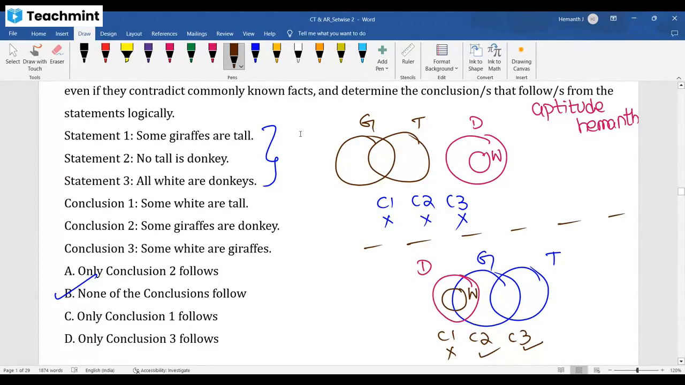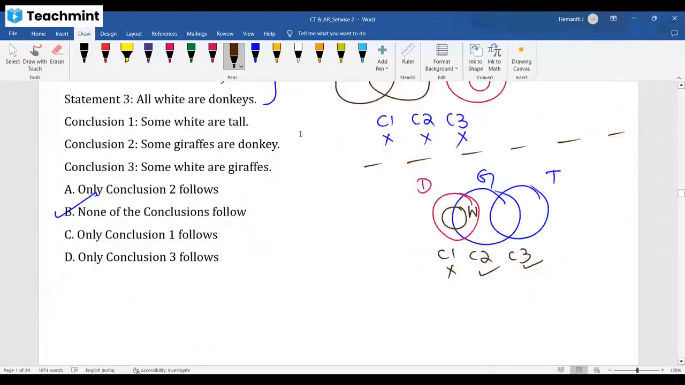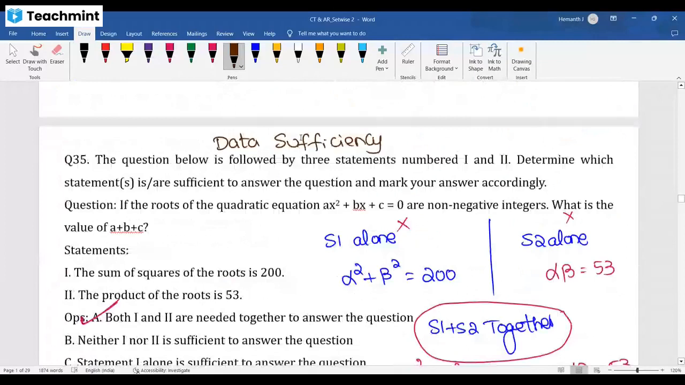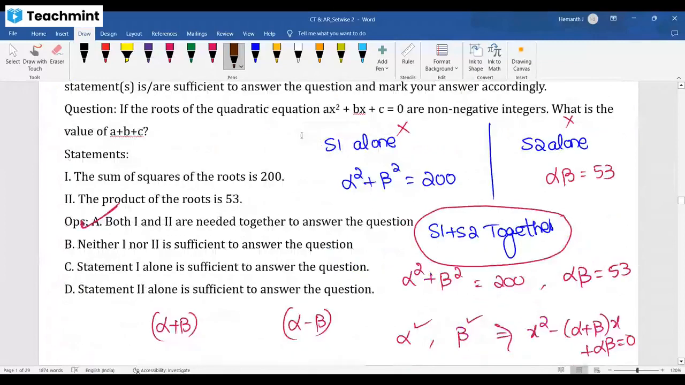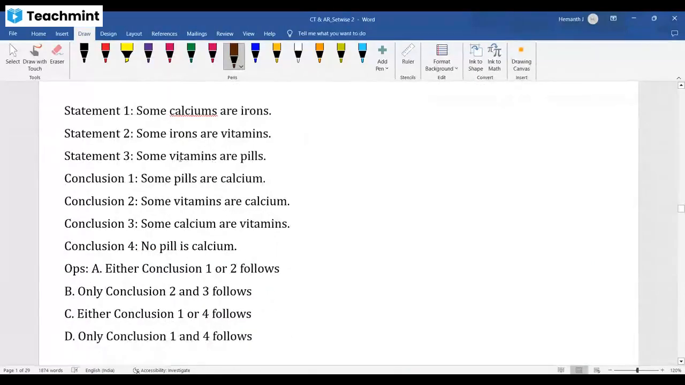Kindly, those who asked, go to the syllogism basic concept video. Next, one more related to statements and conclusions, a syllogism concept. Then data sufficiency again we have. Conclusion must be true in all diagrams.